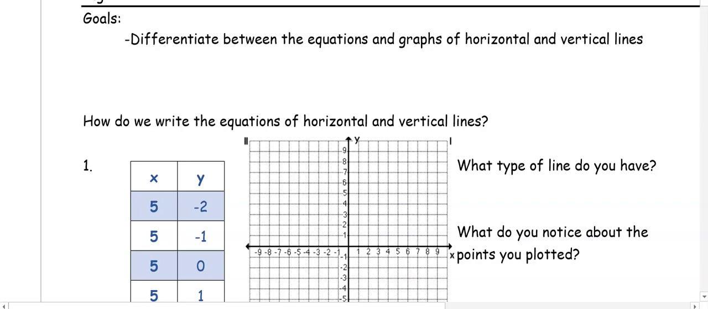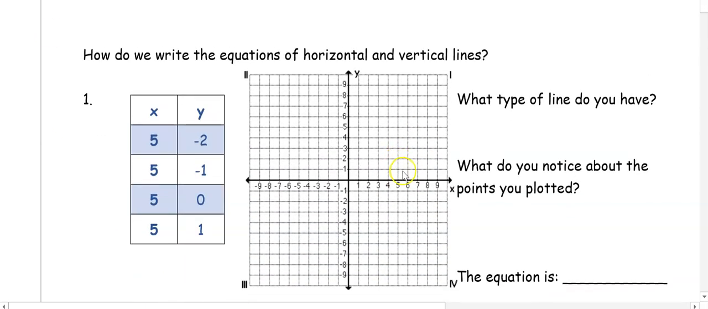The goal of this lesson is to differentiate between equations and graphs of horizontal and vertical lines. So first let's figure out how horizontal and vertical lines look. In number 1, we have this table with the 4 points we are going to plot. So we have x is 5 and y is -2, x is 5, y is -1, x is 5 and 0, x is 5 and 1.